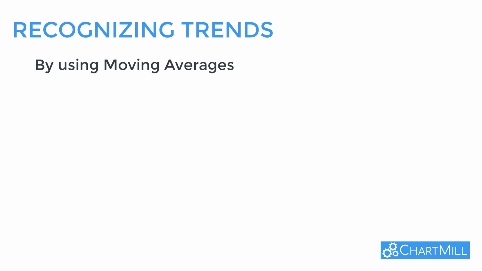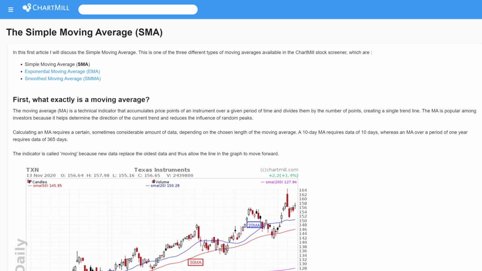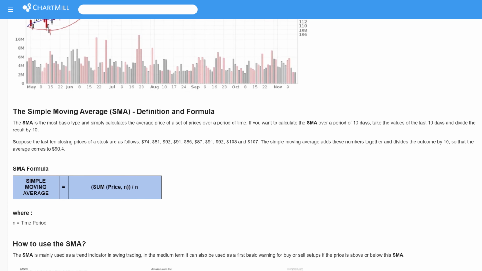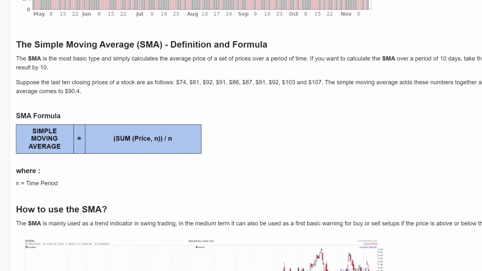Using moving averages is the most popular and also the most appropriate way to determine the trend of a stock, both in the short, medium and long term. A moving average is a technical indicator that adds up the price points of an instrument over a period of time and then divides it by the number of points, creating a single trend line.